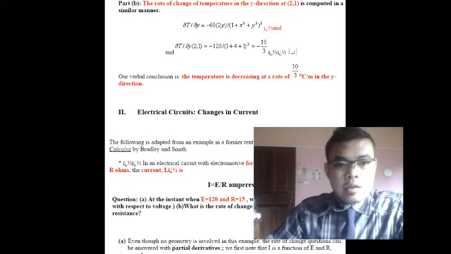Our verbal conclusion is the temperature is decreasing at a rate of 10 over 3 degrees C per meter in the y direction. The negative sign shows the sign for decreasing in 10 over 3.